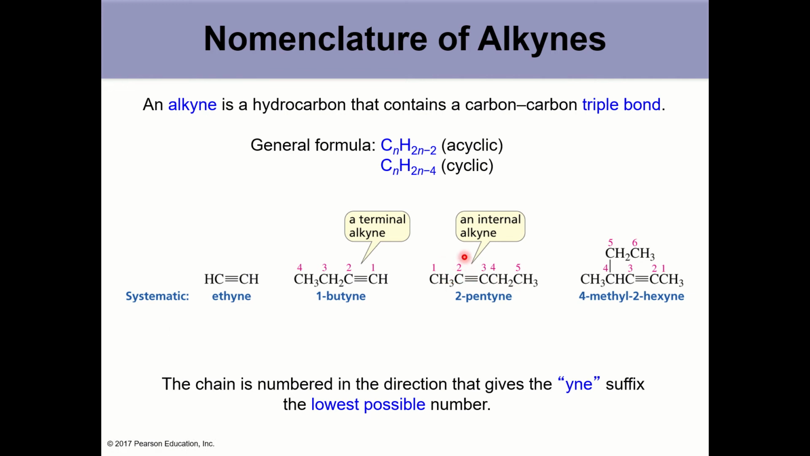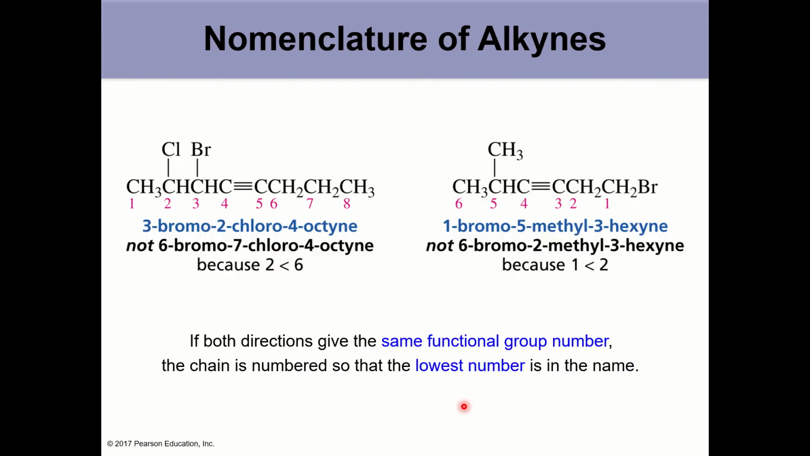5 carbons with the triple bond between carbon 2 and 3, and then also 4-methyl-2-hexyne, and that is showing that the longest chain is going up. 1, 2, 3, 4, 5, 6. So that's 6 carbons with an alkyne bond between carbon 2 and 3, and a methyl group at carbon 4, 4-methyl-2-hexyne. The chain is numbered in the direction that gives the -yne suffix the lowest possible number.